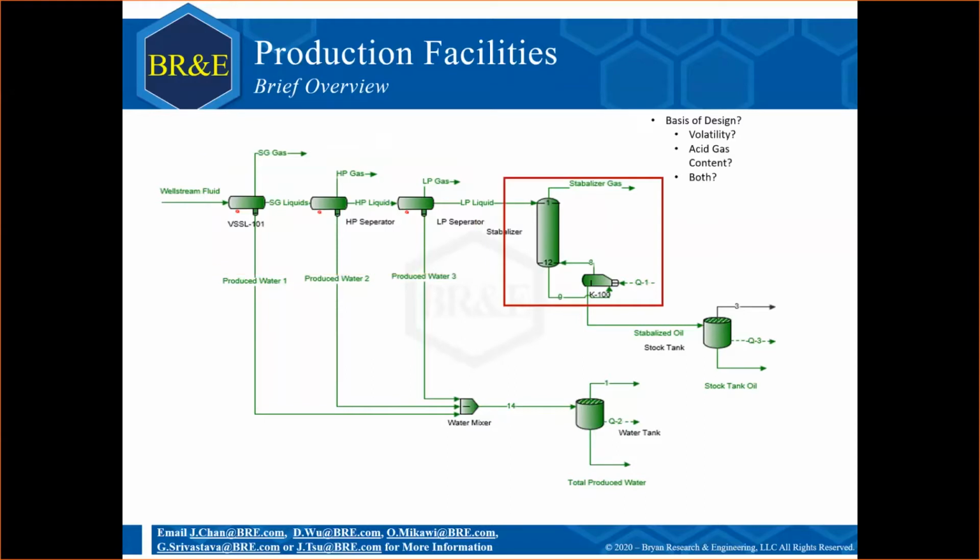Some things we want to note when we're modeling stabilizers is what's our basis of design? What is the point of this stabilizer? Is it to adjust for volatility? We're concerned about emissions in our stock tank, and so we need to hit a particular RVP spec. Or are we worried about acid gas content, where we have a particular H2S content we need to reach in the stabilized oil, and we're using our stabilizer in order to boil off as much of those condensed or dissolved gases as we can.